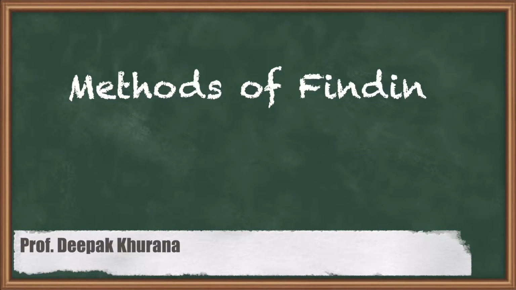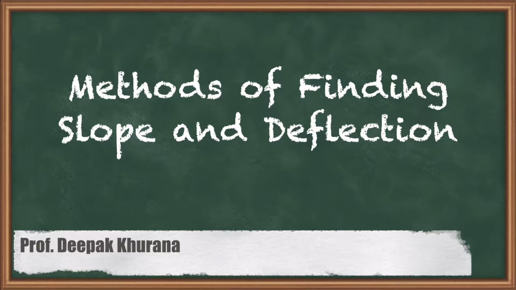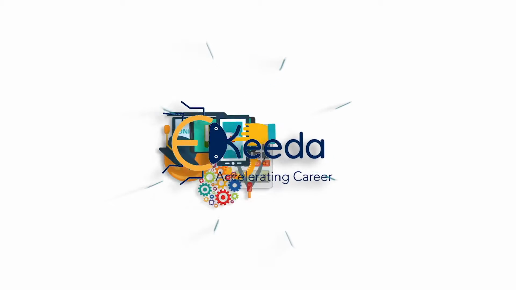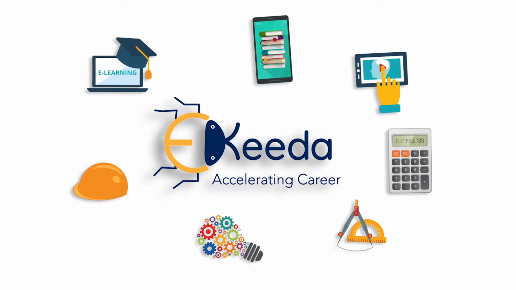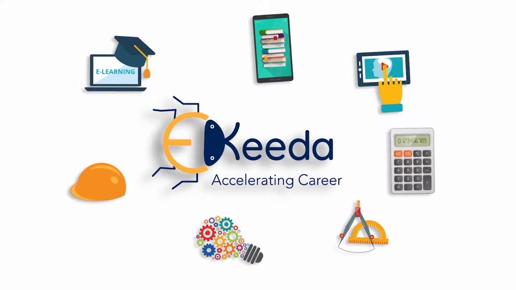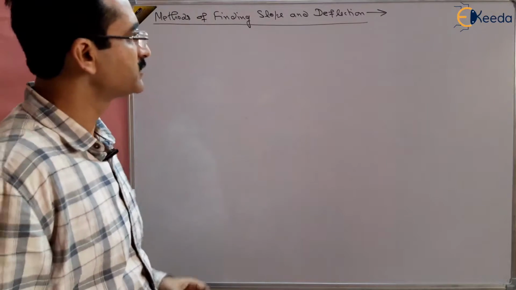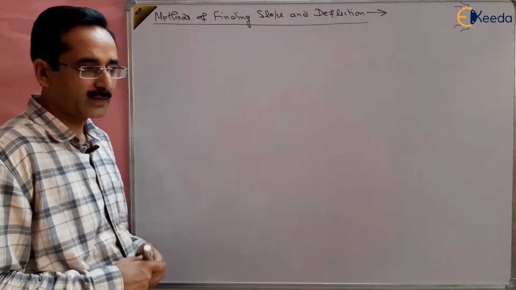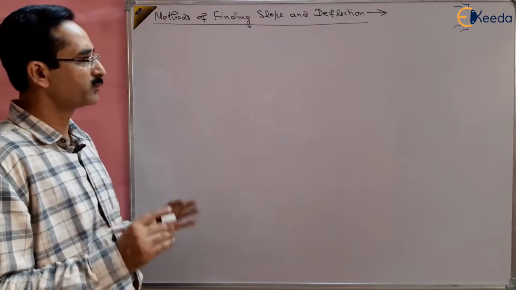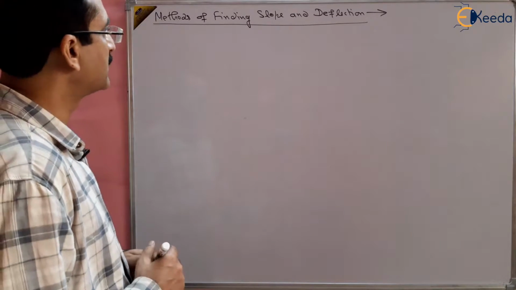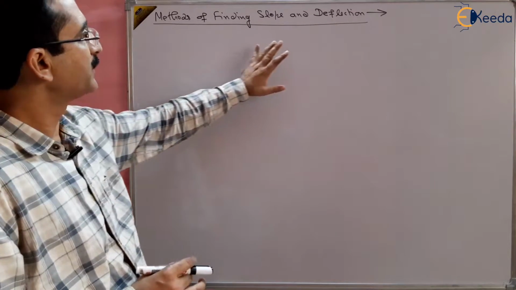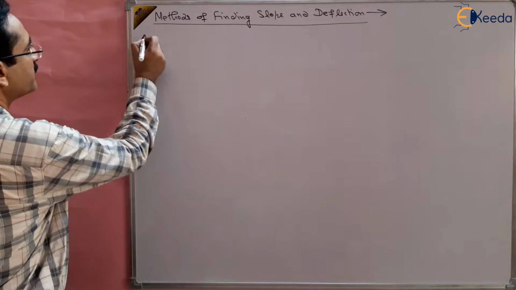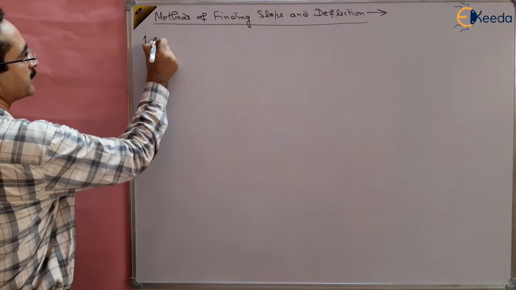Hello students, in this session we are going to study the methods of finding the slope and deflection of a beam. What are the different methods of finding the slope and deflection? Basically there are many methods, but four are the most important methods which are in our syllabus for finding the slope and deflection. First method is Macaulay's method.